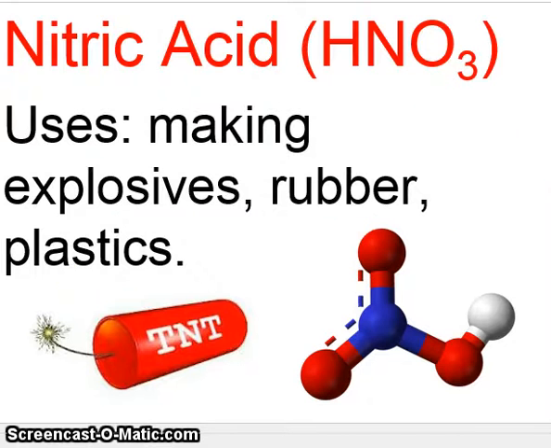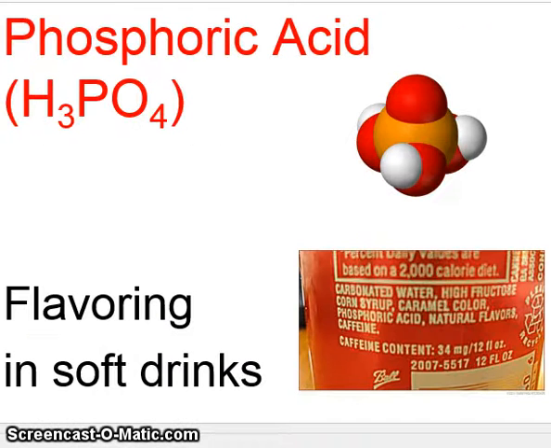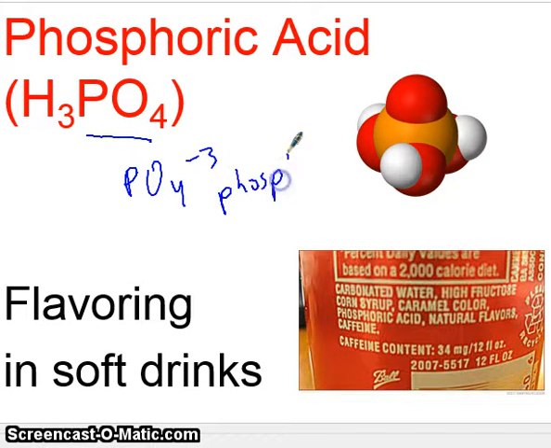Now, let's keep going. The next one is phosphoric acid, based on the phosphate anion. This is PO4 3-, phosphate. Now, this one is actually a weak acid. And it's, in fact, used as a flavoring in soft drinks. If you ever take a look at the back of a soft drink, you'll see probably that it'll list phosphoric acid as one of the ingredients.